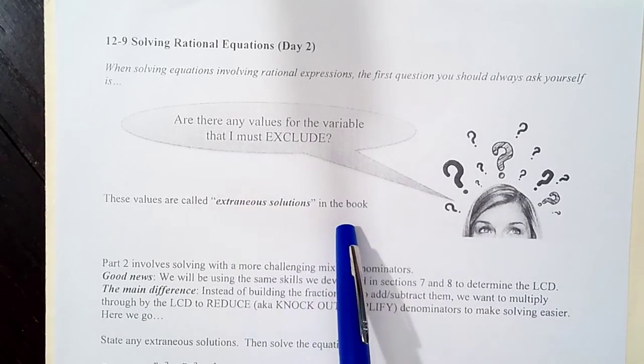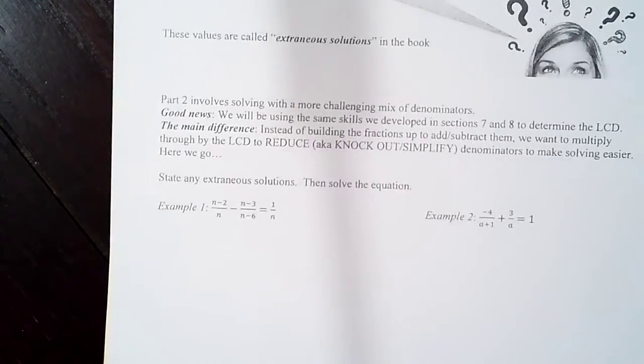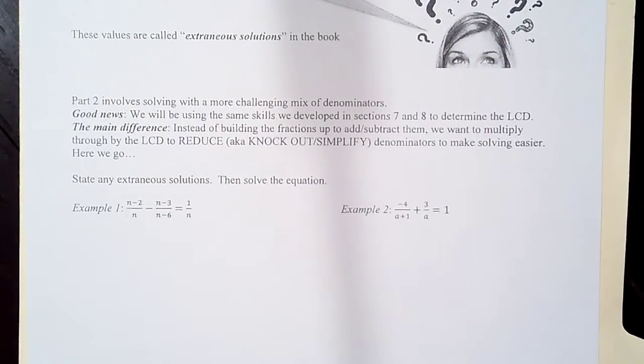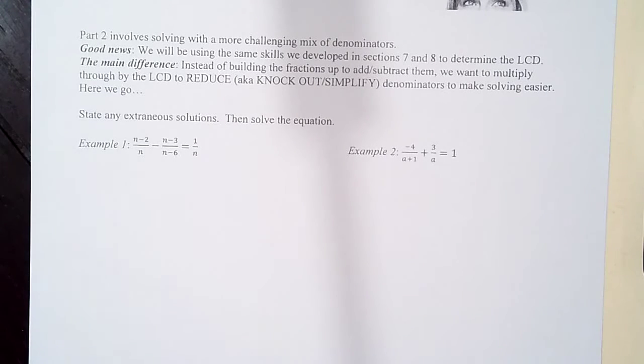All of this is the same from yesterday. We're still talking about extraneous solutions. Notice I say part 2 involves solving with a more challenging mix of denominators. You knew it was going to get harder. Well, let's go. I'm not going to read all this because it's basically what I said yesterday, and I think the easiest way is to just jump on in.